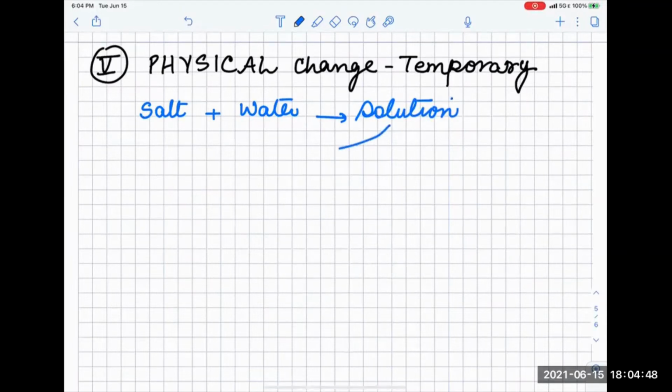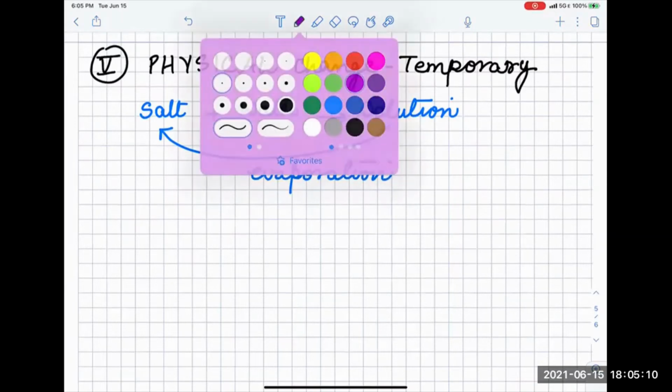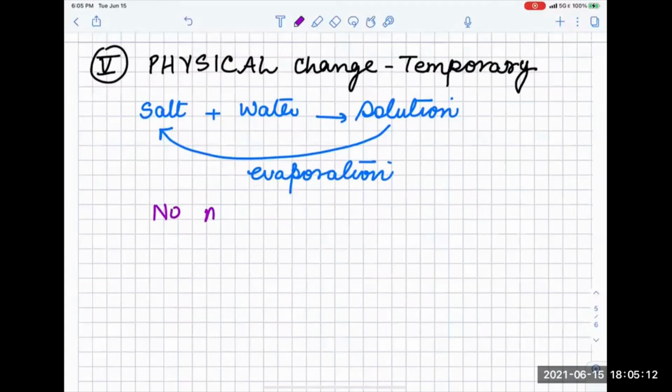You can recover the salt back by the process of evaporation. You all know that if you take the solution, put it in a container, a dish, and heat it, the water will evaporate and the salt is left behind. So you will do this in the lab. So in this case, no new substance is formed.